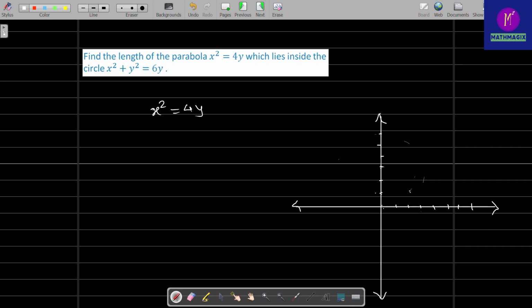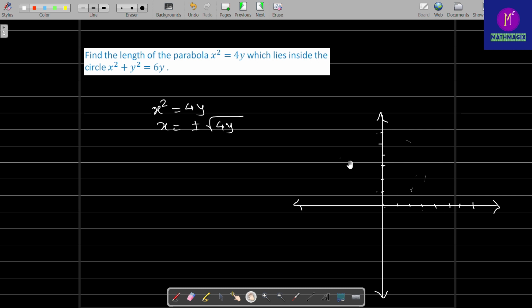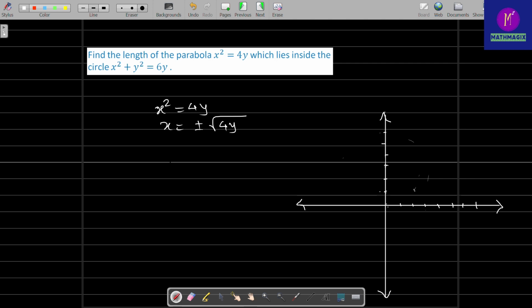Let us see which axis the parabola is symmetric along. So x is clearly plus minus square root of 4y. So we can easily see that for any positive value of y, we will always get two values of x, positive and negative. If you substitute y equals 1, you will get x is equal to plus minus square root of 4, that is nothing but plus minus 2. So for y equal to 1, we will get two values of x as plus 2 and minus 2. So this is the parabola that we will have in this case.